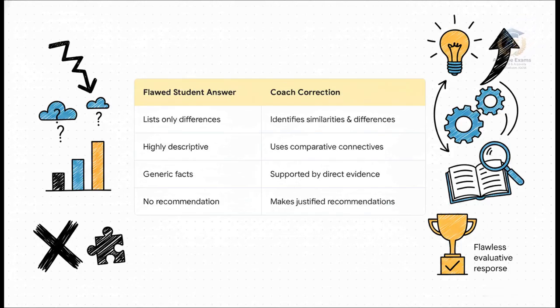And here is the magic key. Every single comparison is supported by direct, hard evidence from the stimulus data. It then concludes by making a justified recommendation about the firm's future liquidity based on how the retiring partner is being paid out. Adding those comparative connectives and anchoring them to the data bridges the massive gap from a mediocre descriptive answer to a flawless, full-mark evaluative response.